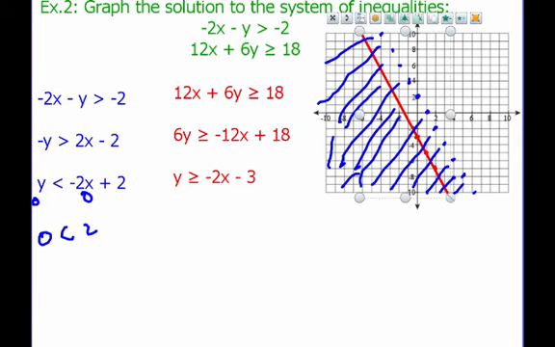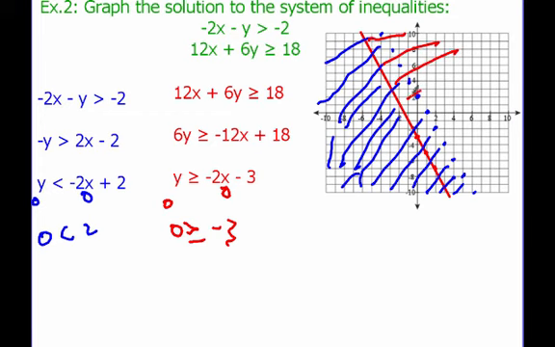Now I want to test 0, 0 for this one. I get 0 is greater than or equal to negative 2 times 0, which is 0, plus 3. That's true. So I'm going to shade up this way. All right. My solution is just where they overlap. So it can't be up here because that's not part of the solution to my blue inequality. Can't be down here because that's not part of the solution to my red inequality.